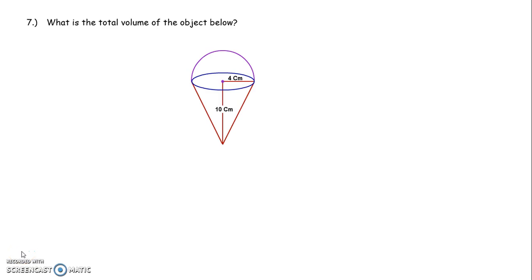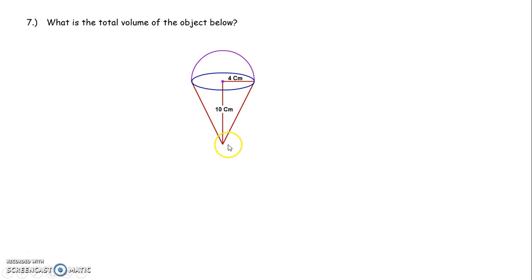All right, so this video is going to hopefully help you with number 7 on CR32. It says, what's the total volume of the object below? So what we have to do is break the object apart, and we say to ourselves, okay, we have a cone, the bottom part is a cone, and the top part is a hemisphere, half a sphere.